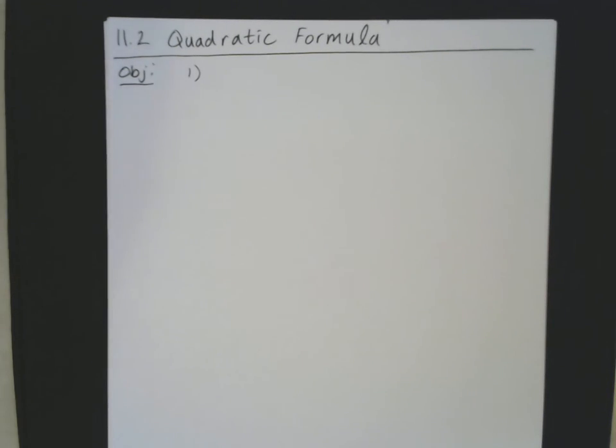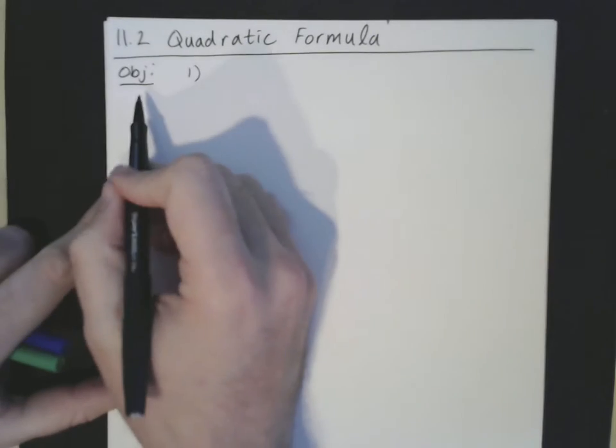Okay, 11.2. As we discussed in 11.1, it's all about the quadratic formula. Since we've used and seen the quadratic formula, this is really going to focus on some examples, solving and using it and making sure we're comfortable with it. But also there's a property and a specific thing that we calculate. So we have two objectives.